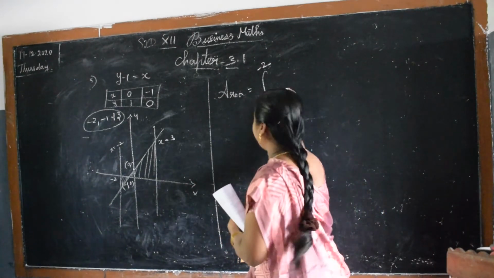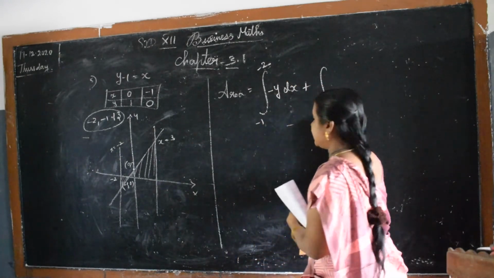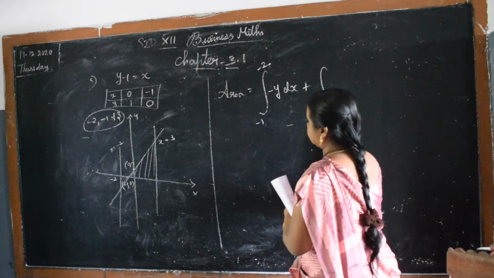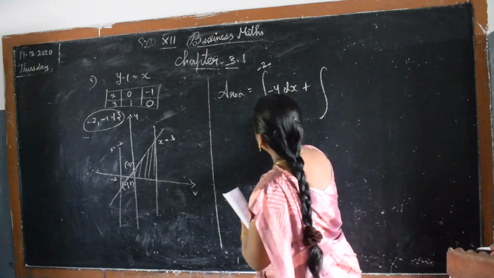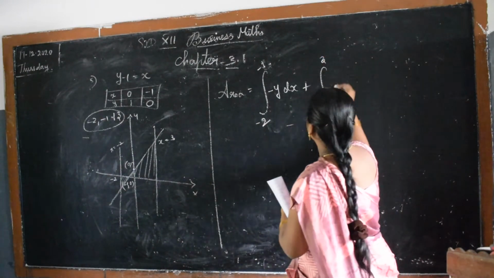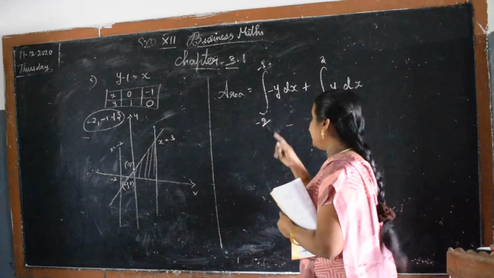That means you have to write integral of minus y dx, plus integral. What is the next region here? Minus 1 to 3. Minus 2 to minus 1, next minus 1 to 3 y dx. Have you understood, children? Now we can eliminate this minus.